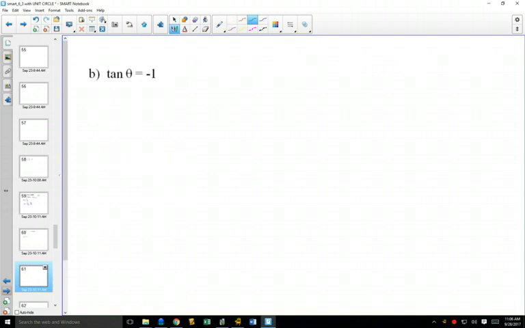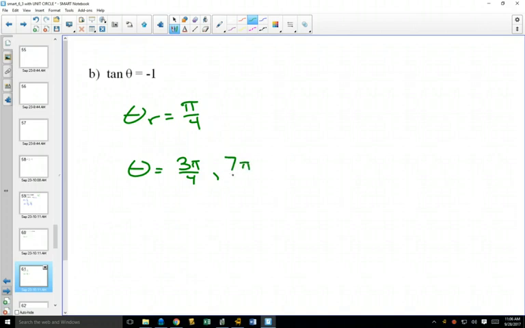What about tan? Is tan ever equal to 1? Yes. What's your family that does that? 45 or pi over 4 family. What quadrants will it be in? Quadrant 2 and quadrant 4. What's your pi over 4 family member in quadrant 2? 3 pi over 4. What's your pi over 4 family member in quadrant 4? 7 pi over 4. And there are your 2 answers.